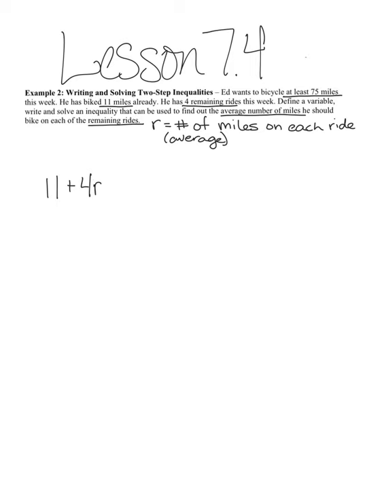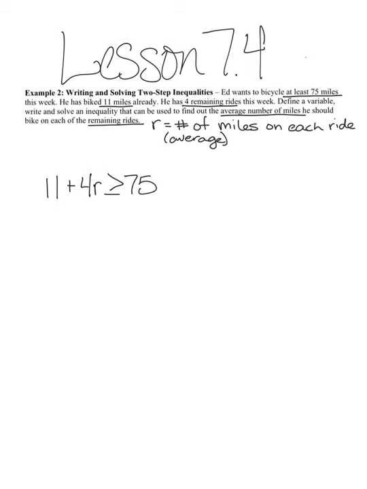And now we need to go back to the beginning of the problem where it says he wants to bicycle at least 75 miles. So when I hear the words at least 75 miles, I think he could ride more than 75 miles. 75 miles is the minimum number of miles he wants to ride each week. So the inequality sign here is going to be greater than, and it's also going to be equal to as well, because maybe he rides exactly 75 miles. But by having it greater than means he could also ride more than 75 miles.